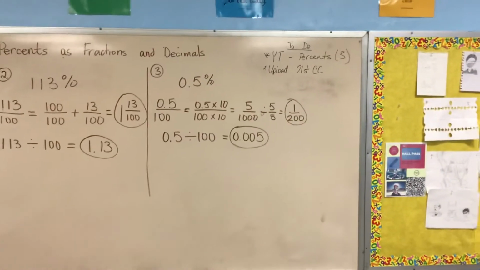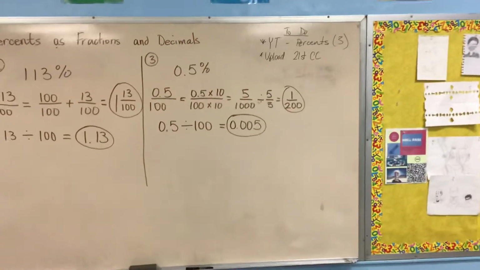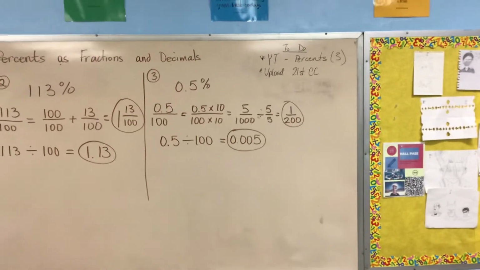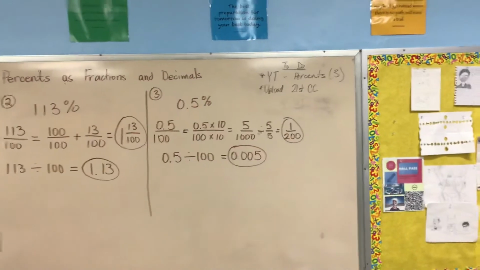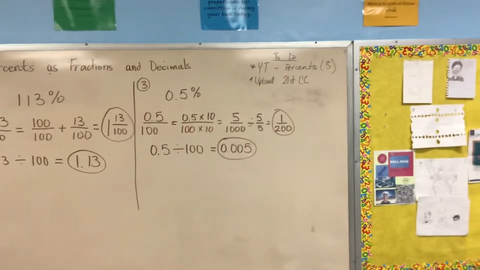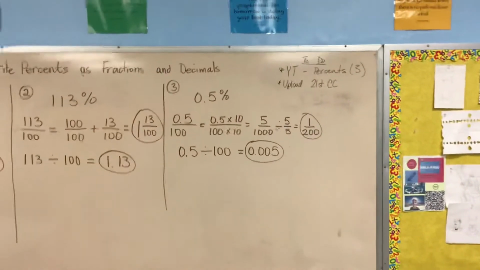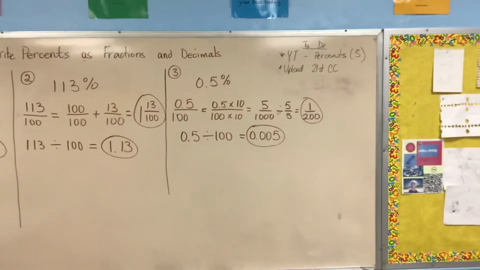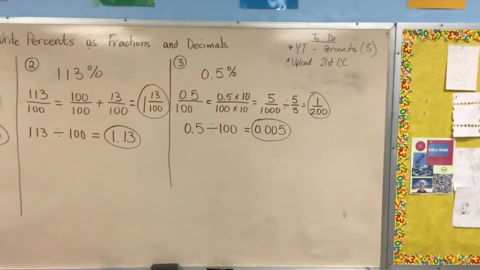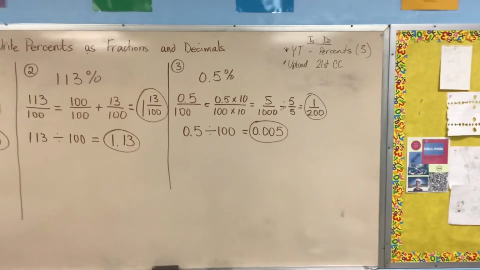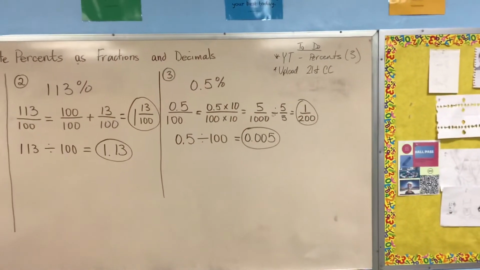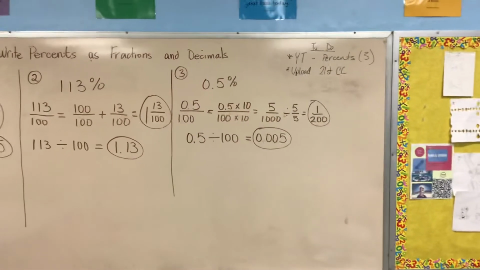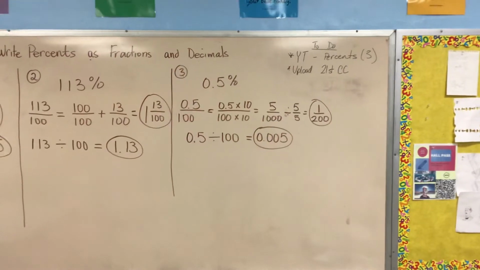I have to simplify that fraction, so I have to divide both numbers by 5. When I do that, I get a fraction of 1 over 200, which is my simplified answer. Now, when I'm changing that percent to a decimal, I start with 0.5, but I'm going to divide that by 100. When I do that, I get 0.005, or 0 and 5 thousandths.